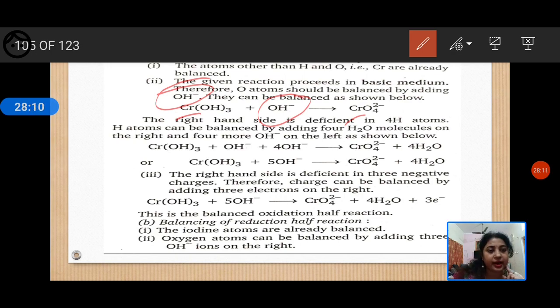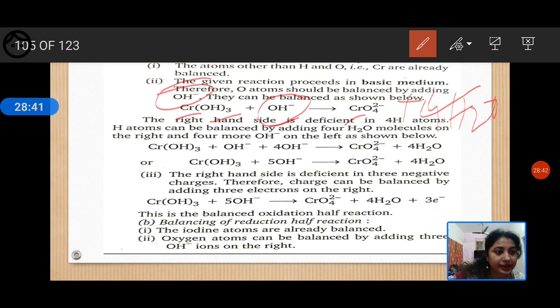The right hand side is deficient in 4 hydrogen. Now on this side, 3 is here, 1 is here, 4 hydrogen is here in the reactant side, but no hydrogen in the product side. So hydrogen atoms can be balanced by adding 4 water molecules on the right and 4 more OH minus on the left as shown below. Here no hydrogen is here, so we will add 4 water molecules.